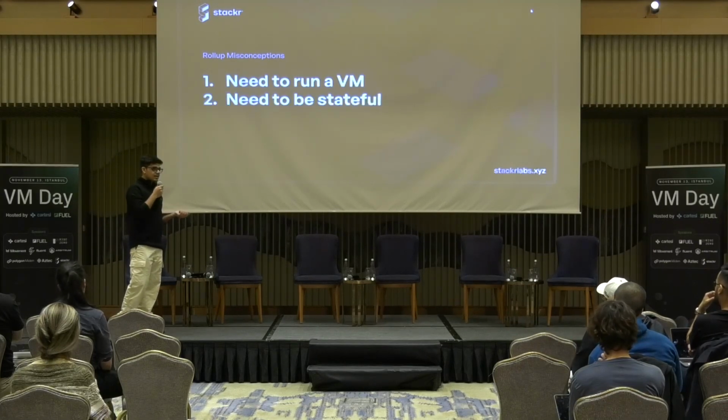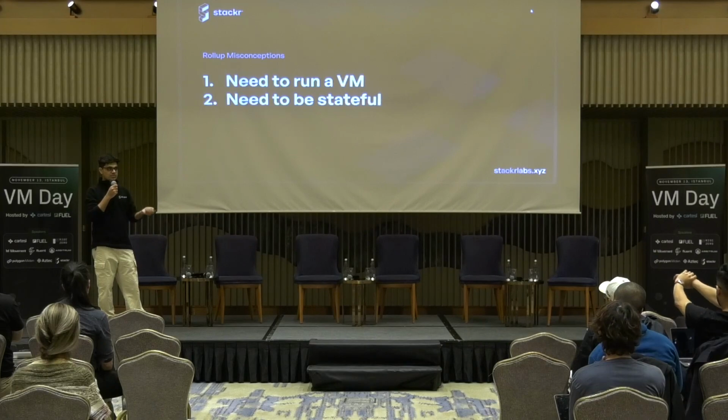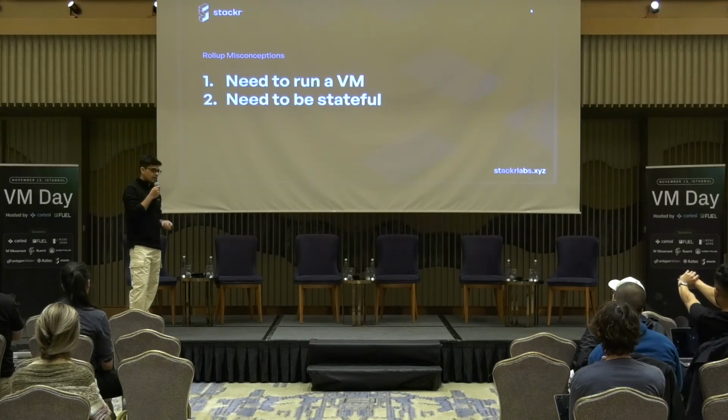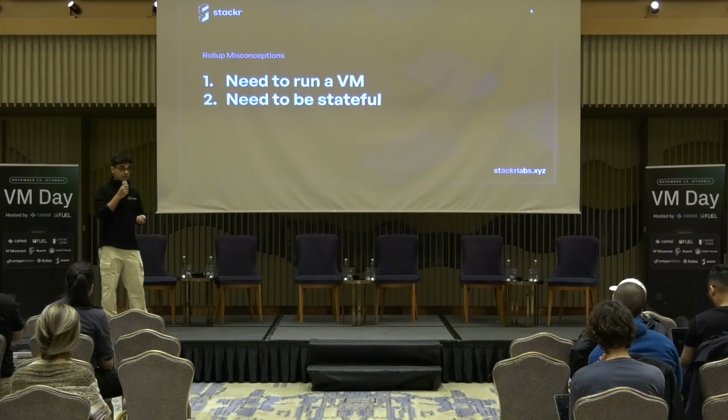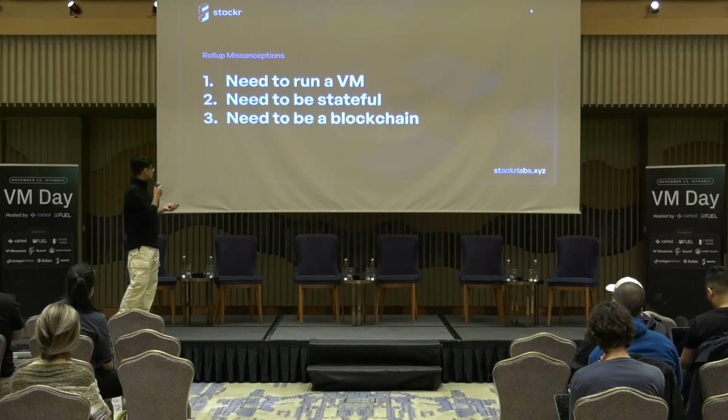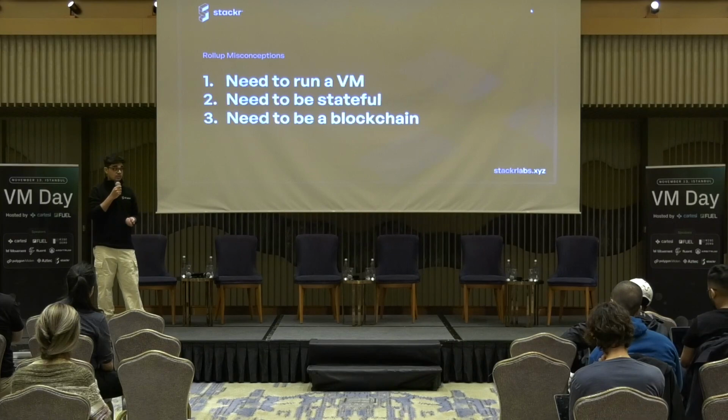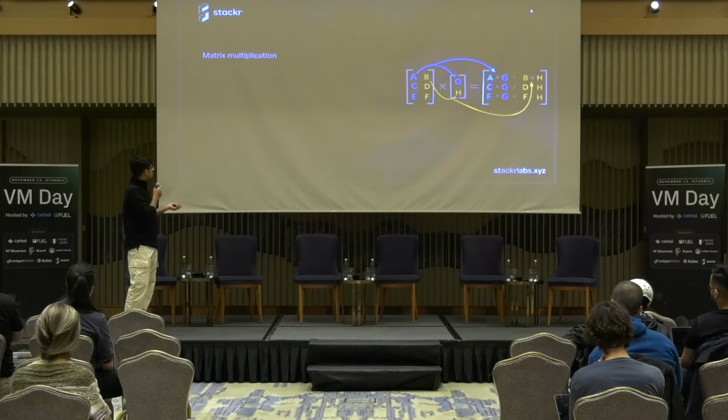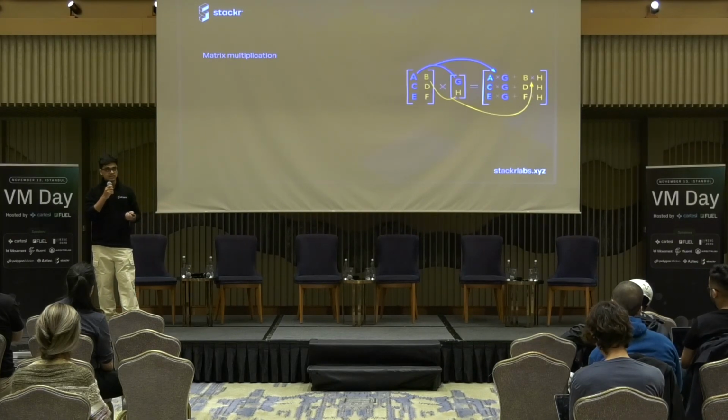Another misconception is that rollups need to be stateful. Rollups don't need to be that. You can just take in some inputs from L1 and do some work without even storing any state. And the other misconception is that a rollup needs to be a blockchain. That's also not true. Just to go over that, let's take an example of matrix multiplication.